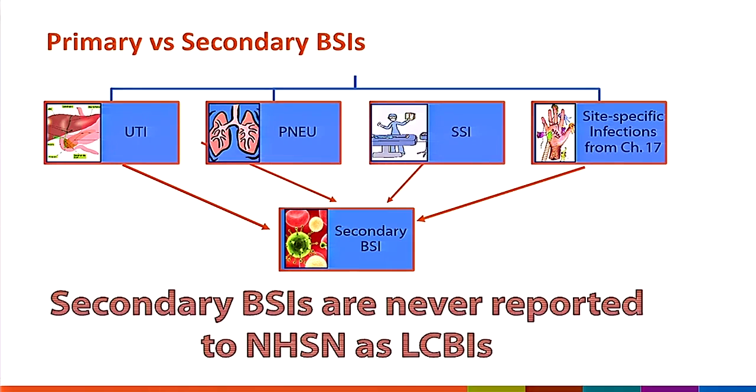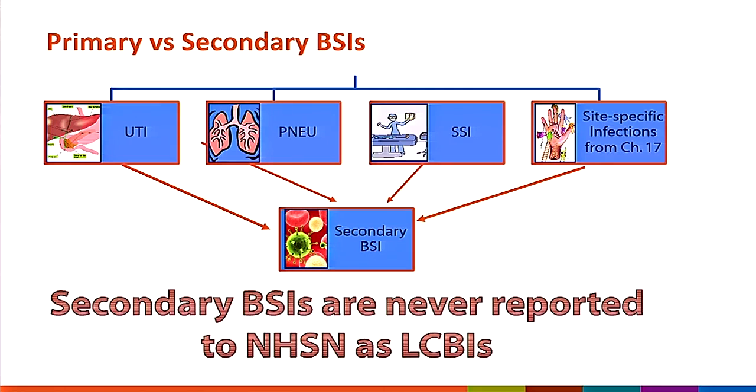And there really are four types of infections that a BSI could be secondary to in NHSN. They could be secondary to urinary tract infections, to pneumonias, to surgical site infections, or to one of the infection types that are listed in the CDC's NHSN surveillance definitions for specific types of infections. And that's also known as Chapter 17 in our NHSN manual.